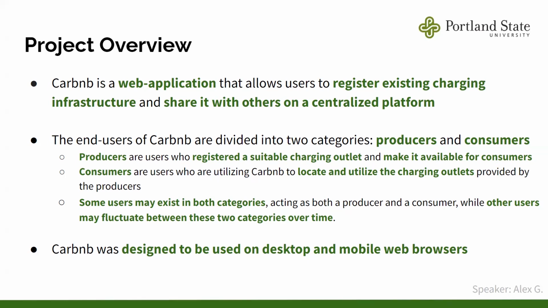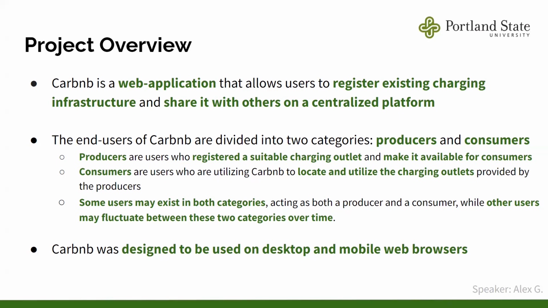A little about our end users. They're broken into two categories, the producers and the consumers. The producers are the users that already registered a suitable charging outlet and are making it available for other consumers. The consumers are the ones that are utilizing the charging infrastructure, or CarBnB, to locate and utilize the charging infrastructure provided by the producers.